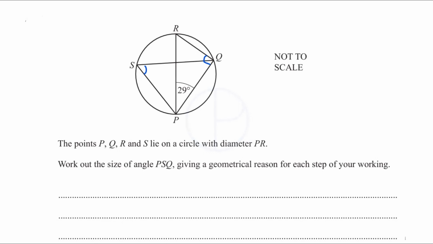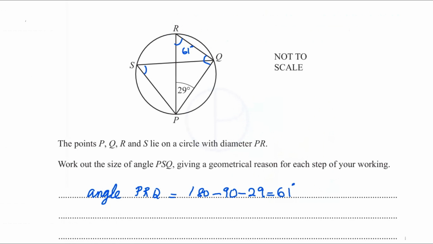So in triangle PQR, the sum of the angles in a triangle is 180. So the angle at R, that is angle PRQ, is 180 minus 90 minus 29, which is 61. So this angle is 61.